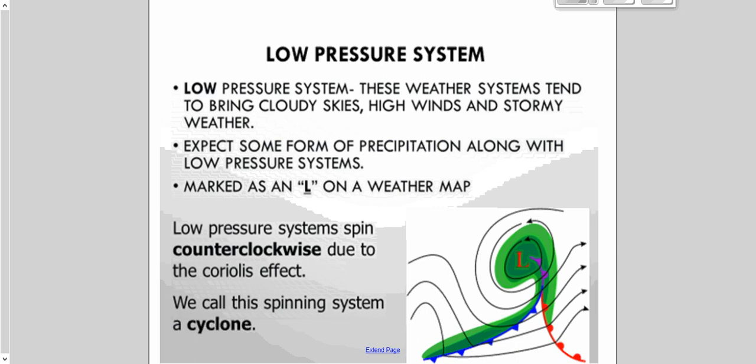One common weather system that we'll see is low pressure systems. Remember when we learned about lows, we said low means snow? Low pressure systems tend to bring cloudy skies and stormy weather. We can usually recognize them when we see the letter L on a weather map. This L represents a low pressure system. We'll also notice that the winds tend to circle in a counterclockwise rotation around a low, so backwards to the way a clock goes. This is often called a cyclone.